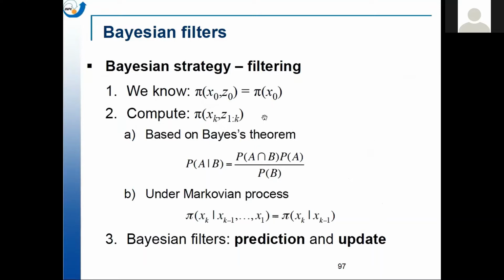And so we already know the previous state of our dynamical system, and we try to compute from observation. Z here means observations. You try to compute from these observations, we try to do some kind of prediction. And this prediction, we set up by Bayes' theorem and considering a Markovian stochastic process. And so Bayesian filters try to do some prediction and update.